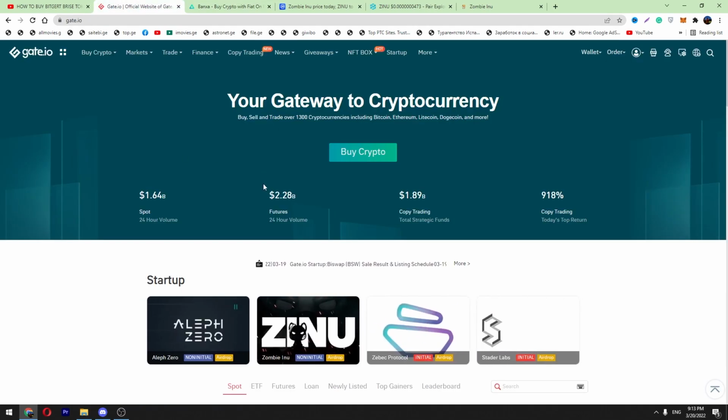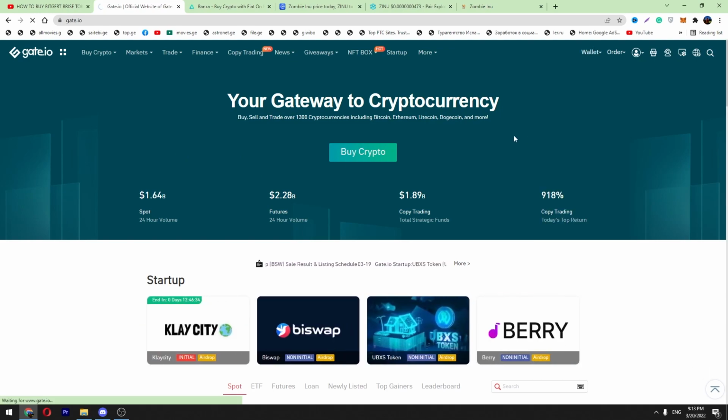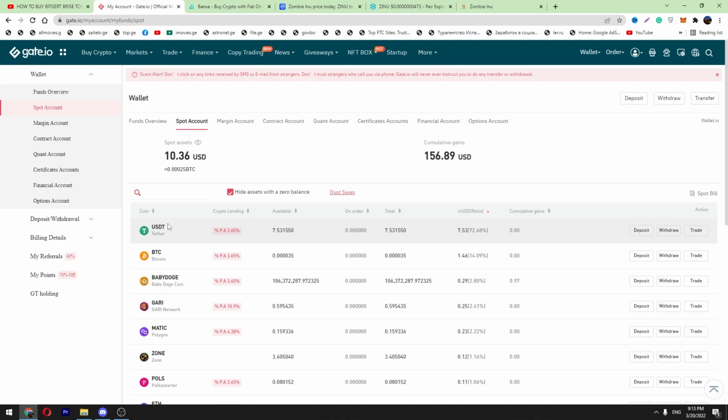After you finalize your payment, you can check your wallet. Go to Wallet in the top right corner and click Spot Account. And here you will find your USDT balance. And now everything is ready to buy Zombie Inu.